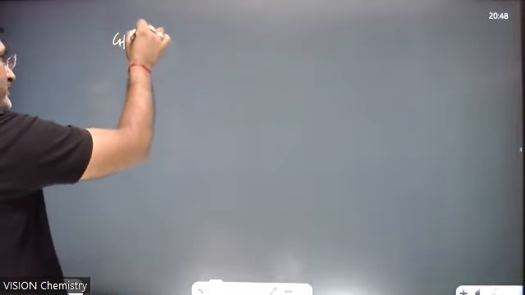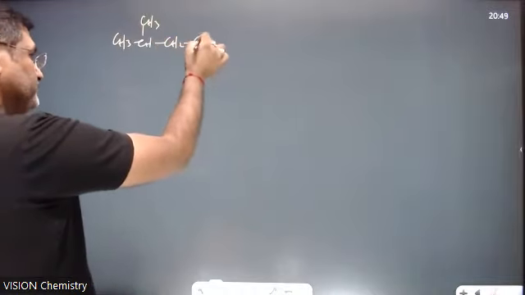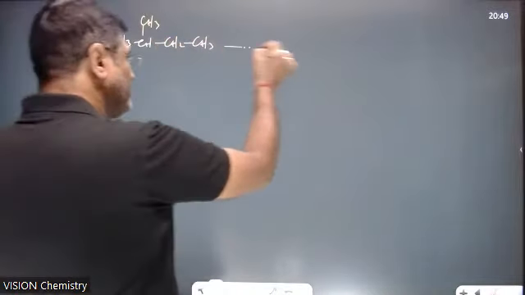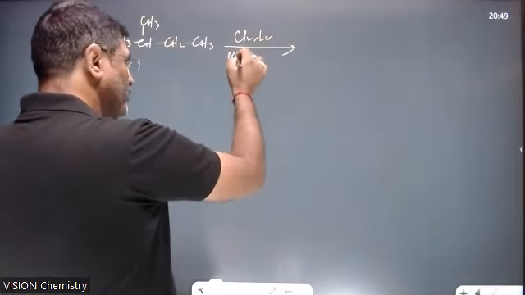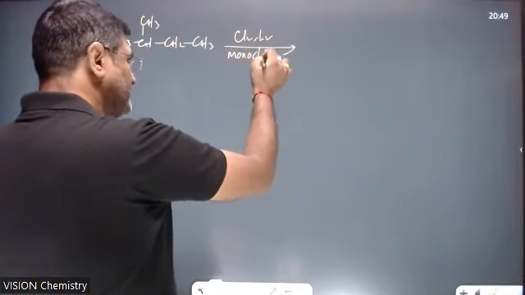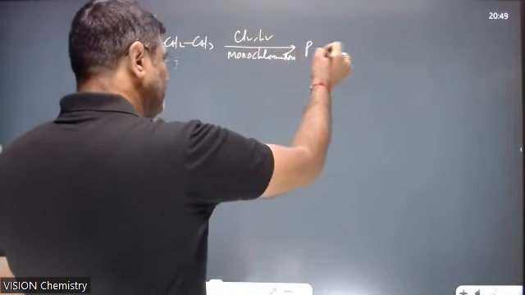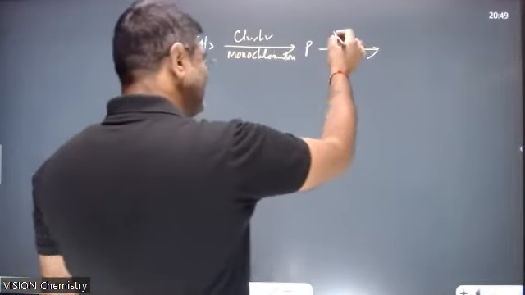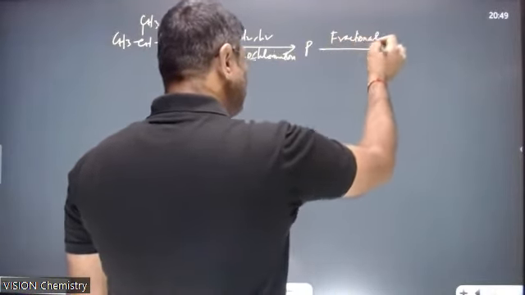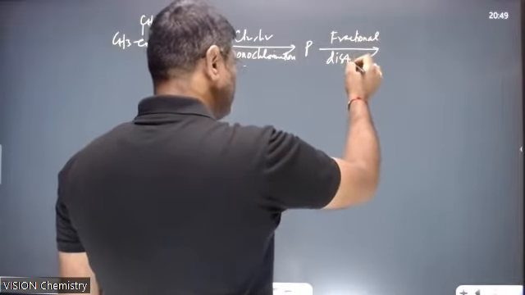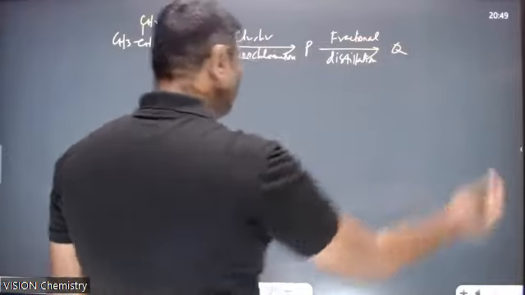Here the question is CH3, CH3, CH2, CH3. Here that is treated with Cl2, h nu. Monochlorination takes place. Total number of products P. Further fractional distillation is performed. Q, number of fractions.